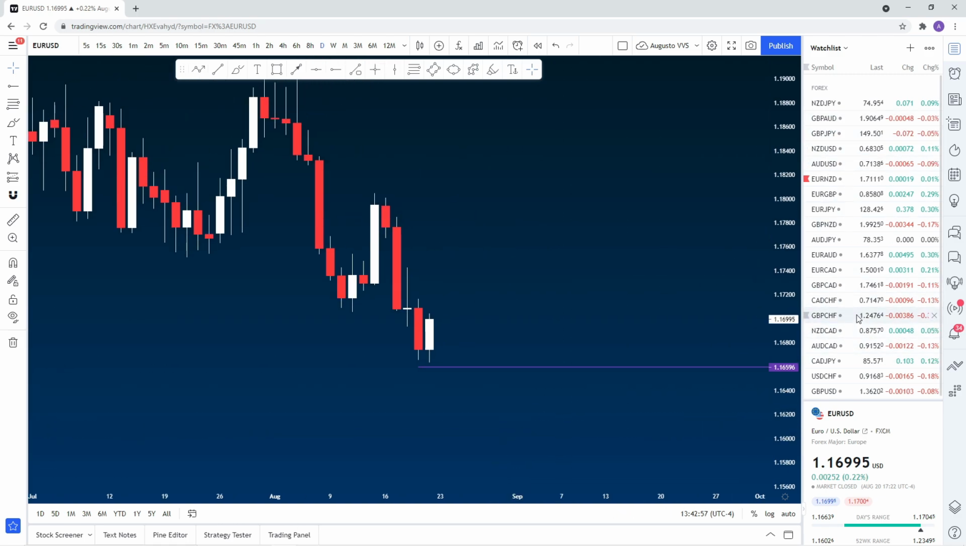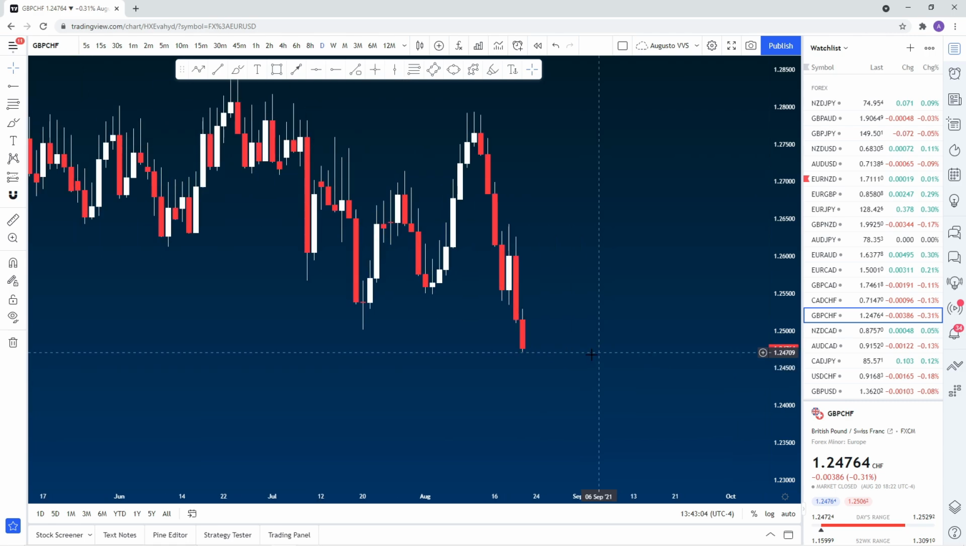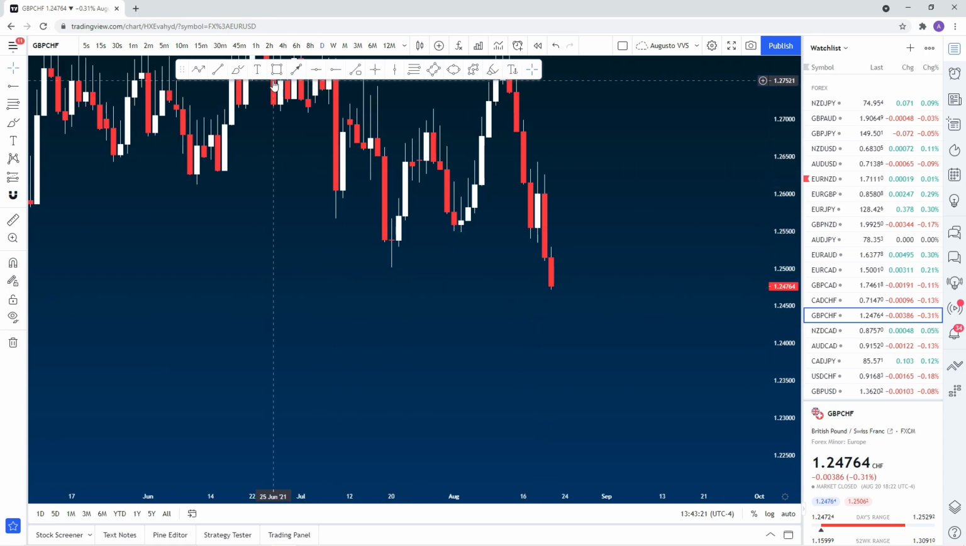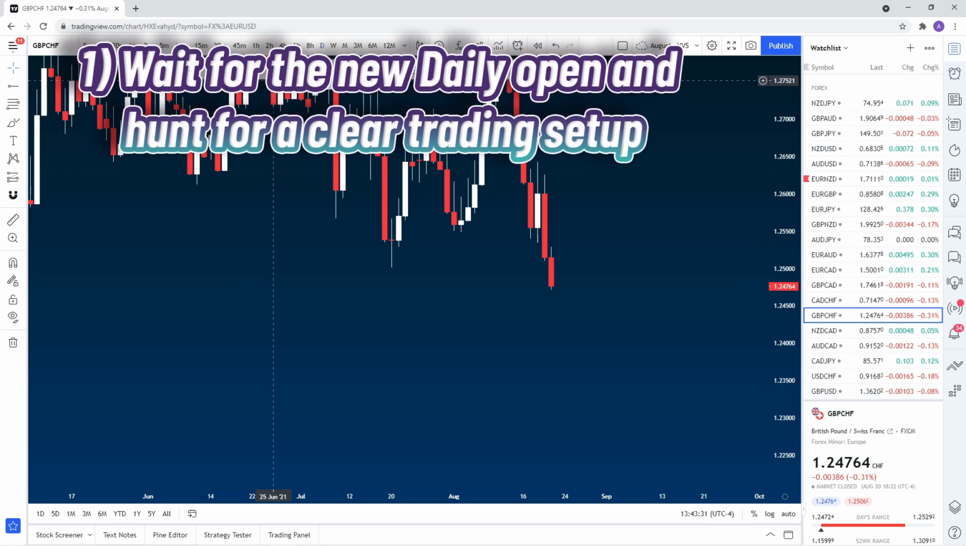But going through different pairs, we can grab any random pair. For example, GBPCHF apparently is expanding to the downside. We are in a bearish trend, and as you can see, the last 2 candles were bearish and they were respecting the previous candle's highs. In this case, and we jump into step number 2, we wait for the next daily open to hunt for a clear setup.